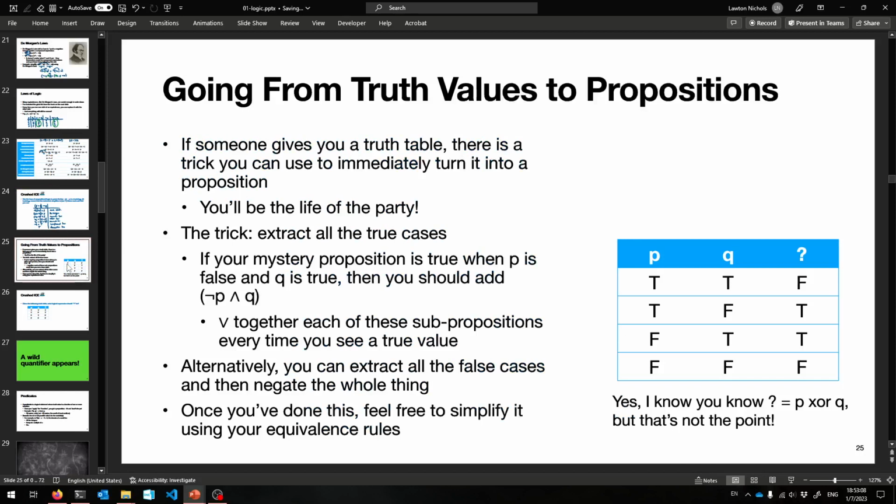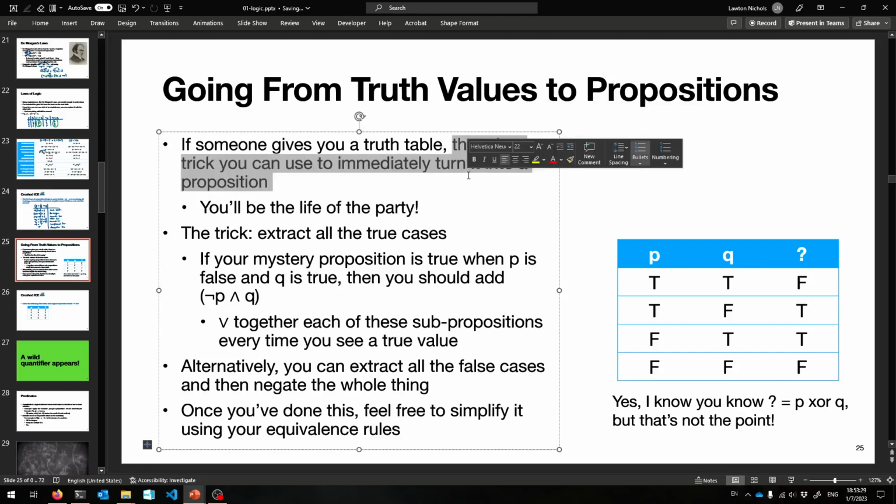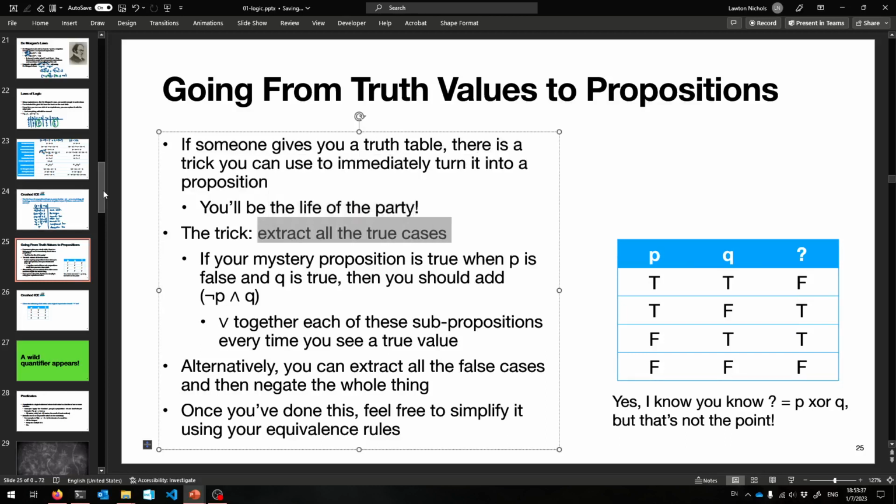Sometimes, like also we use truth tables, sometimes you want to do the opposite. You'd like to go in reverse. Somebody gives you a truth table and they're like, I don't know what this is. What is this formula? Well, let me show you how to go from a truth table to a proposition. There's a trick. You can immediately turn it into a proposition. It'll make you so cool. So the trick is to extract all the true cases. There's also a trick for extracting the false cases. I think you'll be able to extrapolate once I show you the trick for the true cases, but that's the one I'll teach you.